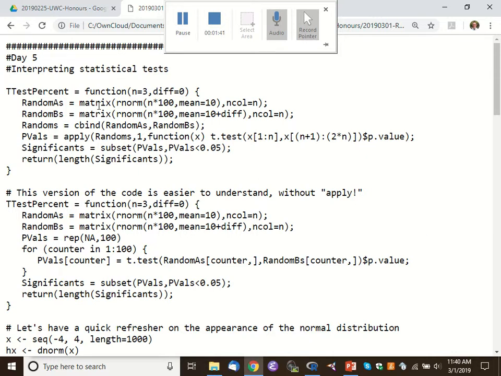So I would point you to our function, called Ttest Percent. Here we're creating a function that is going to ask us how many of these t-tests provided a significant p-value. Now in this case, I'm giving it some variables. We can give these as we call the function. One of these is an n, and one of these is a difference. Everyone see that? So by default, we're going to use the number 3.